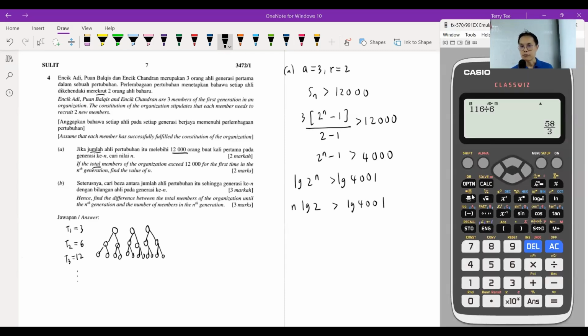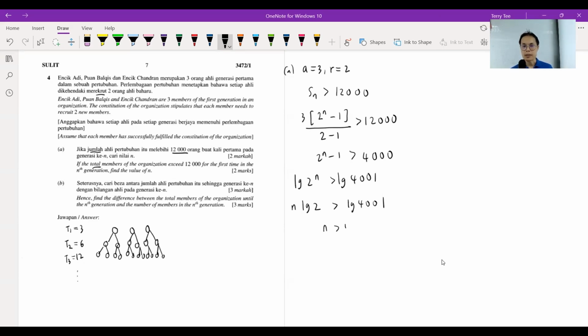Now, use your calculator here, log. You can type shift log over here, 4001, divide, shift log again, 2. You should get 11.97. If your n is more than 11.97, we should take n equals 12, because n is the number of generations. It should be a positive integer. Okay, integer positive. So n equals 12. There you go. Nilai n is 12.